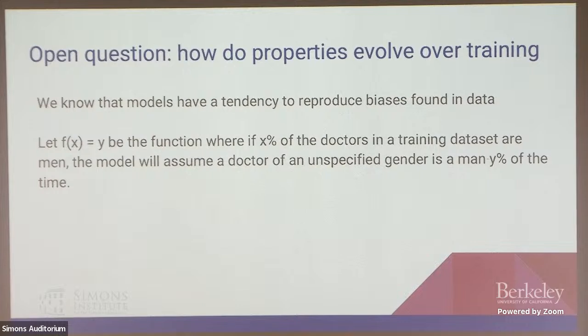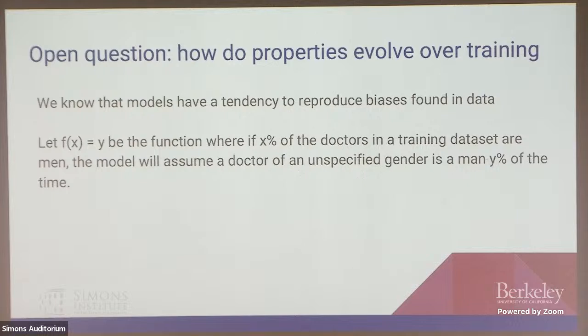And we know that this is a non-constant function. It's not f of x equals x. And that as soon as you get a little bit above 50%, the model starts actually exaggerating the biases and over-assuming based on the raw frequency rate. But that's basically all we know.